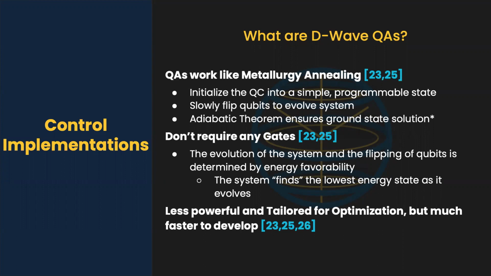So at the beginning, there's a really high chance that you're going to have a bunch of random flips of bits. And then at the very end, it's like, oh, the computer is cold. So it's only going to flip a bit if it really gains, if it really goes to a lower energy state when it does that. So quantum annealers obviously don't require any gates. And the evolution of the system and the flipping of the qubits is entirely determined by that energy favorability. And so the idea is that the system sort of finds the lowest energy state as it evolves, or that's at least the hope.